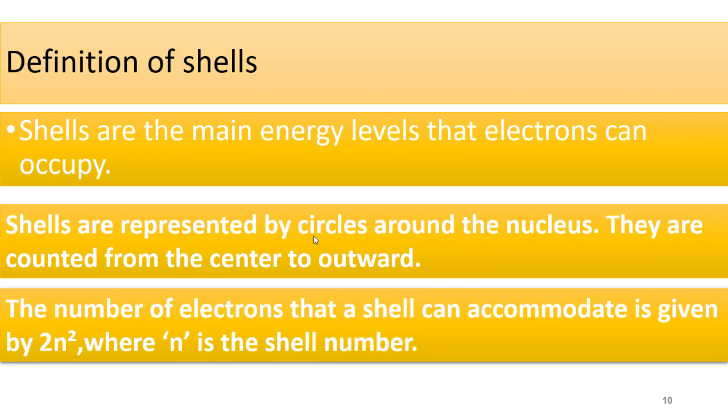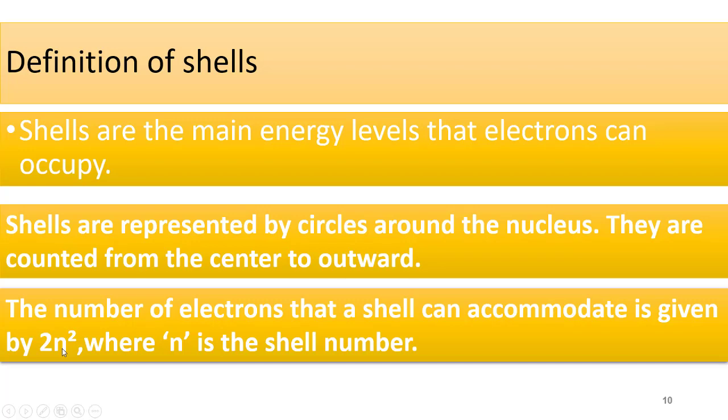Now there is a formula by using which we can calculate the maximum number of electrons in a shell. एक शेल के अंदर मैक्सिमम कितने इलेक्ट्रॉन्स आ सकते हैं या अकोमोडेट हो सकते हैं, हम उसको फाइंड आउट कर सकते हैं किस फॉर्मूला के थ्रू. The formula is 2n², where n is the shell number. For example, if we want to count the number of electrons in the first shell, then 1 will be placed instead of n and the answer will be 2.